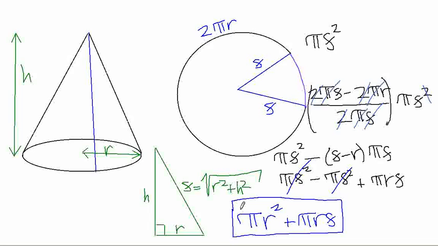Now let's do some examples using the volume and surface area formulas for a cone. Let's start with a cone with a radius of 3 inches and a height of 4 inches.